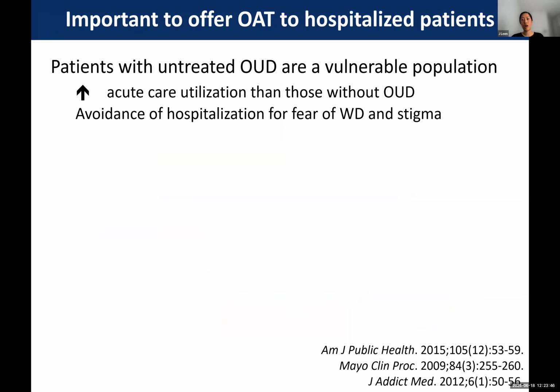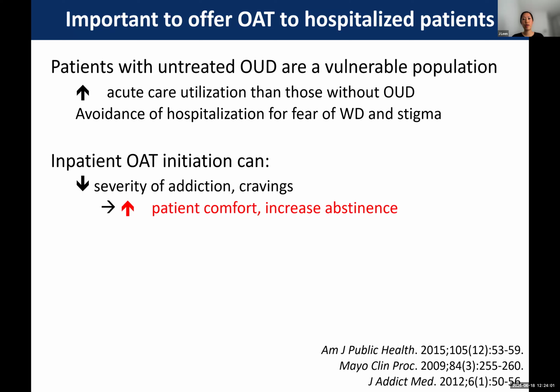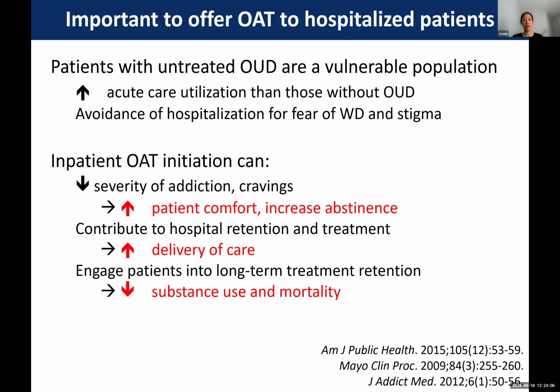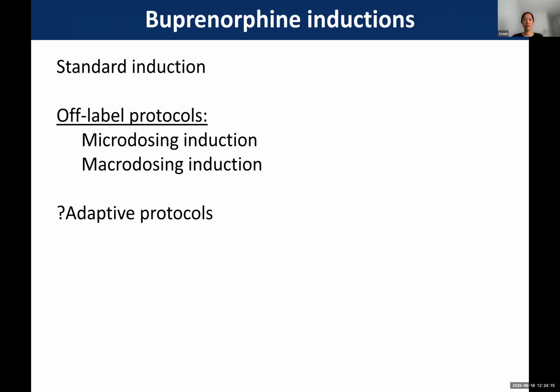So OAT is important to offer to hospitalized patients. These patients are vulnerable. They only present to hospital when it's absolutely necessary. And we know that initiation can improve compliance with medical treatment, improve patient comfort, and hopefully also reduce mortality and other important outcomes. So there's different ways that we can start this medication, and I'll review them. We have the standard induction, and then off-label we have micro dosing induction and macro dosing inductions.